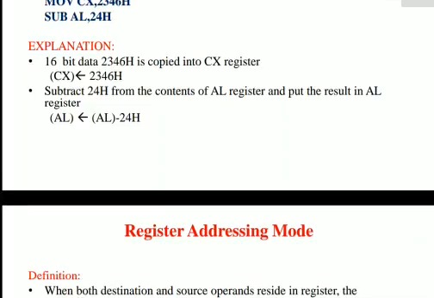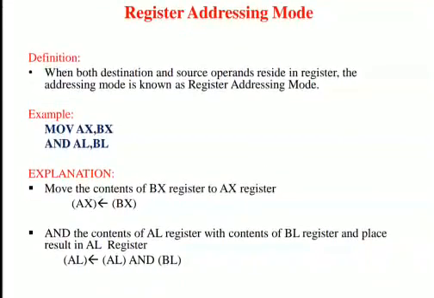Then the next addressing mode is register addressing mode. What is meant by register addressing mode is when both the destination and source operands reside in registers, then that addressing mode is known as the register addressing mode. That is, both the operands must be given in registers only.